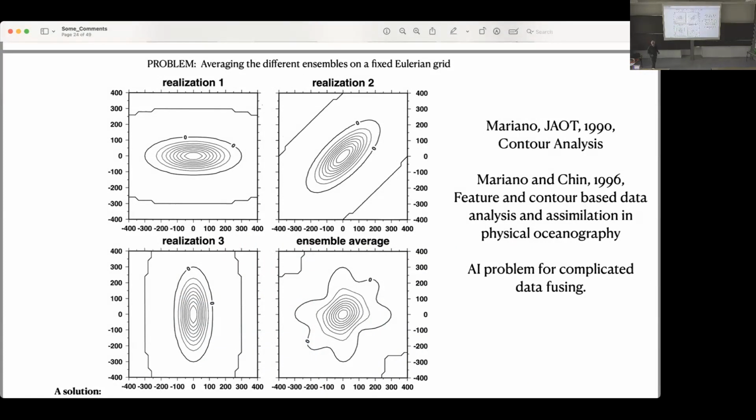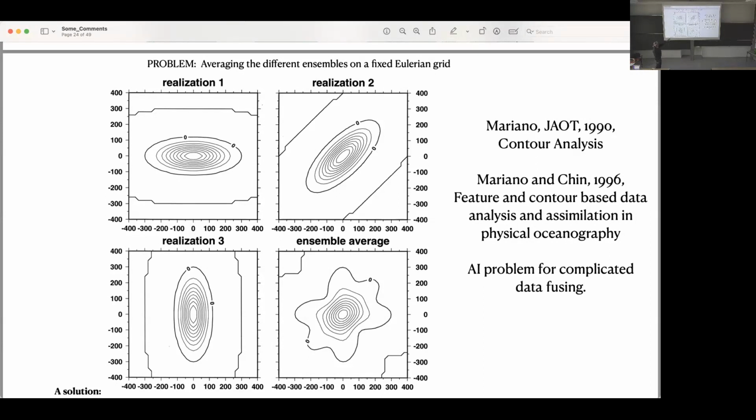Well, here's the problem with Monte-Carlo methods. You produce all this output, and then you have to average it together. So here are 3 realizations from a toy case. If you take those 3 realizations and average them together on a fixed grid, a fixed Eulerian average, so at every grid point you just average the variables, we get the picture on the bottom. And you can see that the picture on the bottom really doesn't look like these other 3. Now, if we do a contour-based analysis, we could get a picture that will look like number 2.